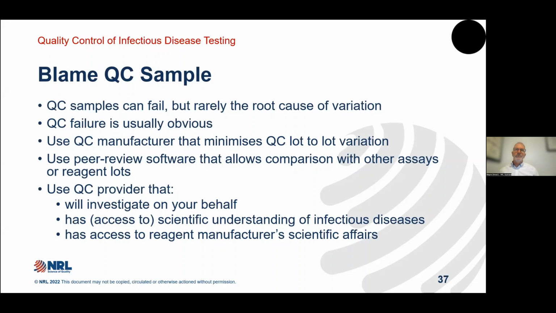And in this case, it's good to have a QC manufacturer that is recognized as minimizing QC lot-to-lot variation so that the QC does not become the source of variation itself, that provides peer review software that allows comparison of other reagent lots, and also looks at other assays to better gain understanding of the QC performance, not just in the assay in question, and that the QC provider provides assistance in investigating on your behalf, has access to scientific understanding of infectious diseases, not just of QC in general, and also has access to the reagent manufacturer's scientific affairs to get a better understanding of how the assays work.